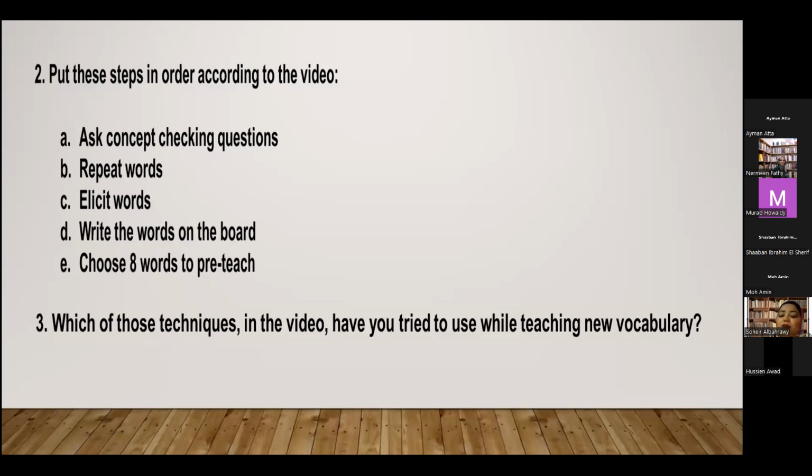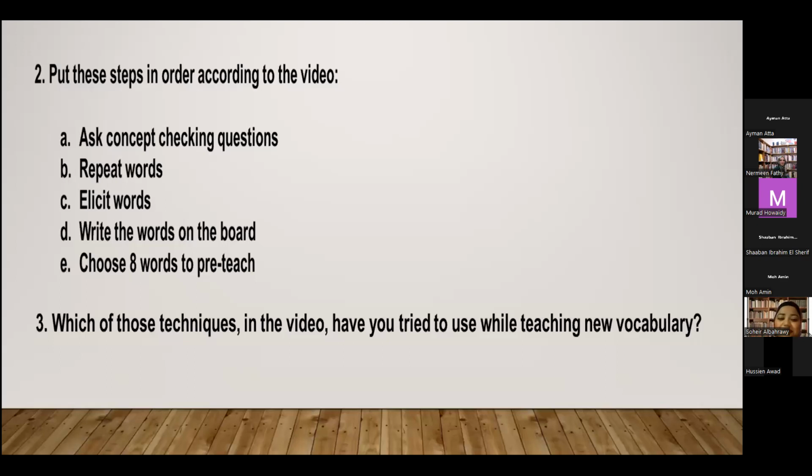Okay. How many stages of presenting new vocab, new words according to the inductive way? How many stages? There are 6 steps. Okay. We have here 5 steps, and we need to put them in order according to the video. No, they are not 3 stages, they are 6 stages. Mainly they are 5, and the 6th one is to repeat all these 5 with other words. So we need now to arrange these steps.